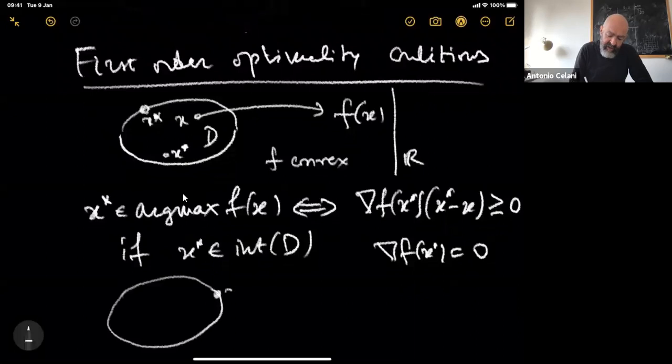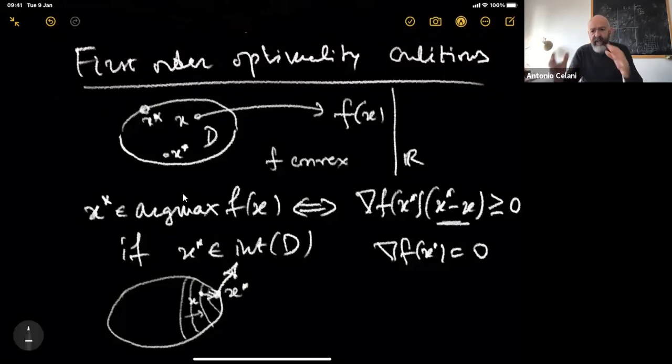Let's have a look at what happens here. Suppose that your x star is on the boundary, so here is where your function f is the largest. If you look close to this boundary, then you will see that these are the level lines. So f must be increasing in this direction, which means that the gradient must be pointing somewhere outside of the domain. Which means again that if I take any point x here and I take the vector which connects x and x star, it must also point outside.